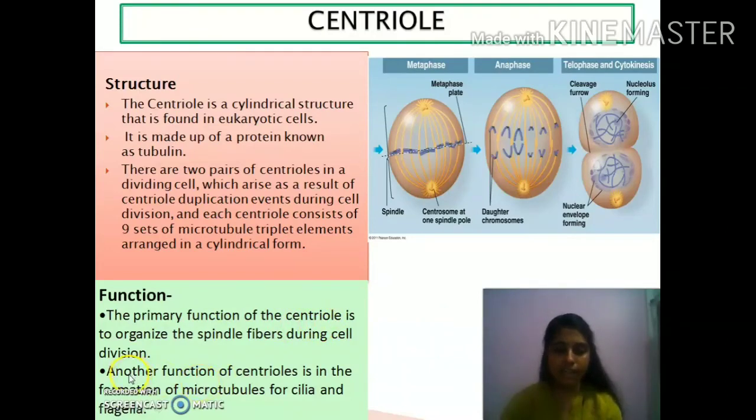Clear? Next, another function of centrioles is in the formation of microtubules for cilia and flagella. We have already studied about cilia and flagella, and there also we have seen that they are formed with the help of microtubules. And who actually helps in the formation of microtubules there? The centrioles actually help in the formation of microtubules present in cilia and flagella. Clear about the structure and function of centrioles? Okay.